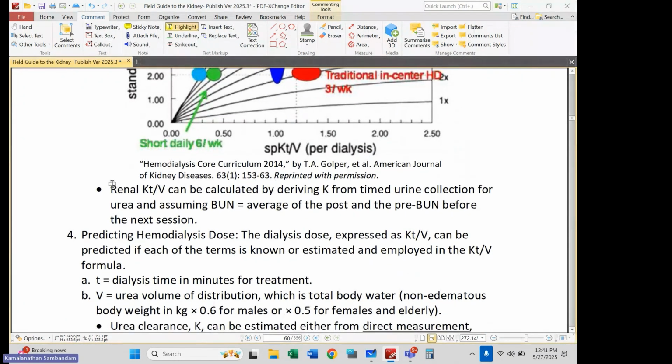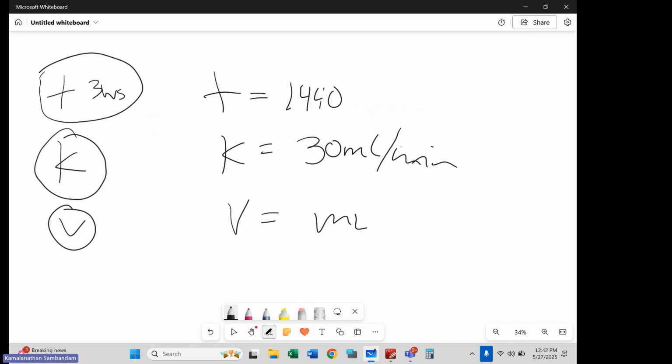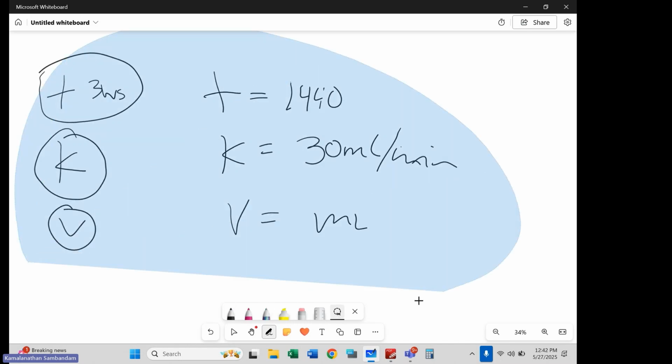Okay. Now, renal KTRV is really most relevant for peritoneal dialysis, though theoretically you can calculate renal KTRVs for even intermittent dialysis patients, but we don't typically do that. We would calculate K by simply doing a timed urine collection, okay? And we calculate a urea clearance from that timed urea collection in the same way that we would calculate a creatinine clearance. Hopefully that is a formula that's very familiar to you, right?